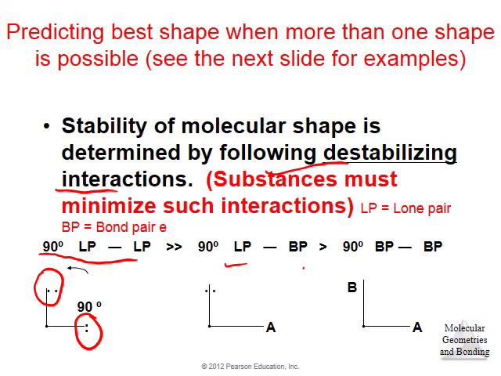I'll give an example, but right now let me establish this destabilizing interaction. So 90-degree lone pair lone pair would be the worst kind of interaction, and the best kind would be 90-degree bond pair bond pair interaction. So we'll go over a specific example. Now let me go over ClF3 and explain to you, out of a number of possible shapes, how we can get the best shape.